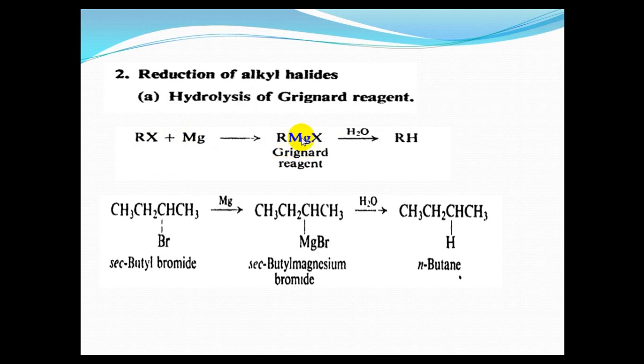R-MgX, which is Grignard reagent. When hydrolyzed with water, alkane can be produced. For example, here bromobutane with magnesium produces Grignard reagent. When hydrolyzed with water, then it produces normal butane, which is alkane.